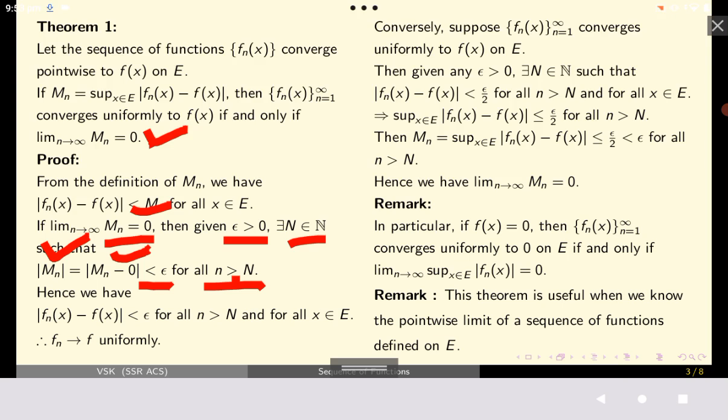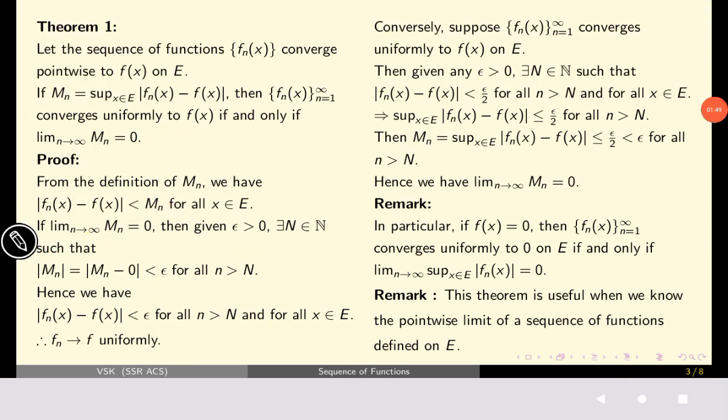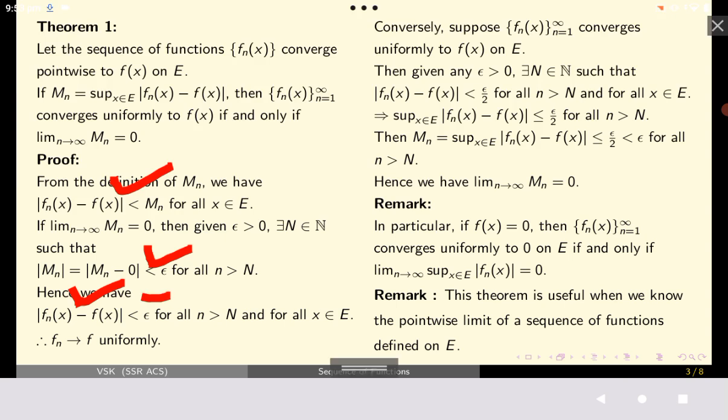Hence, because modulus of f_n(x) minus f(x) is less than or equal to M_n, and M_n is less than epsilon, we have modulus of f_n(x) minus f(x) is less than epsilon whenever n is greater than or equal to N, for all x belonging to E. But this is the definition of uniform convergence. So we conclude that f_n converges to f uniformly. So this is the first part.